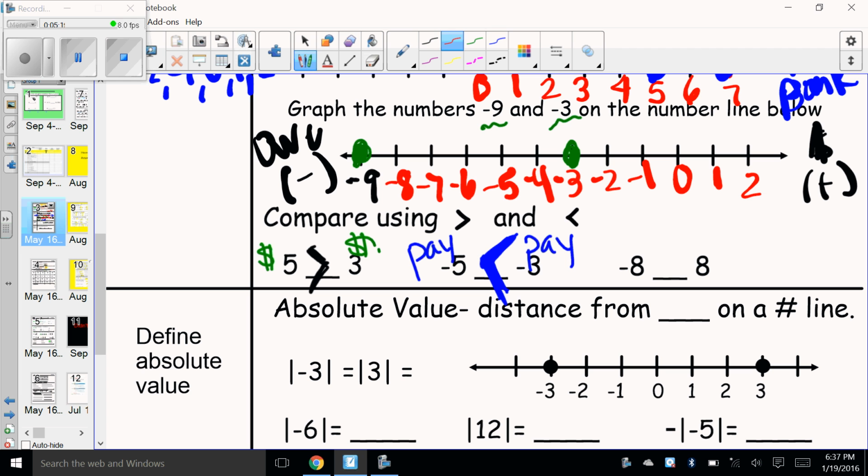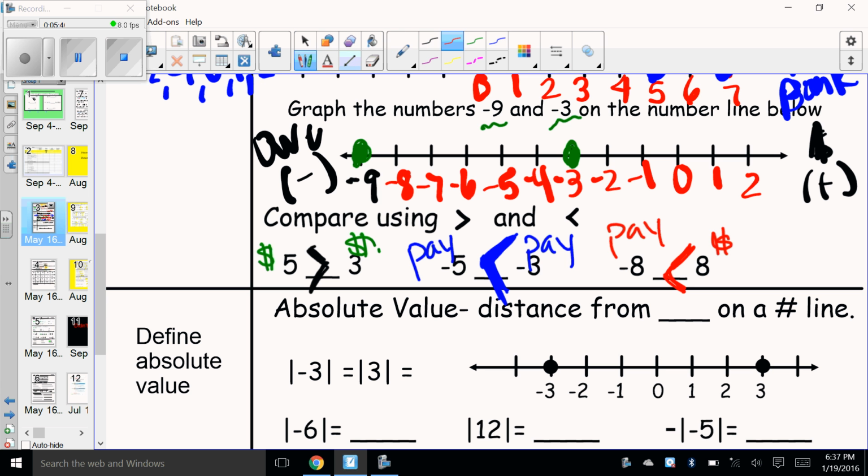And you can kind of see that L shape there to make that less than sign. All right, so the next example, we have a -8, which means I pay $8, compared to $8 in the bank. That's pretty obvious which is better. Paying somebody $8 or $8 in the bank, you should be saying a less than symbol there, again making that L shape. As we continue to read, we have the absolute value.